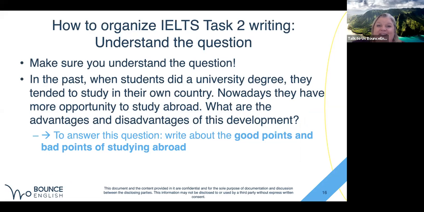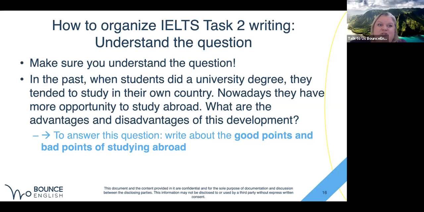Believe it or not, a lot of students skip this step because they just get so nervous. They're like, oh my God, I've got to start writing, you know, and I get it because obviously there's a lot of pressure when you're doing the IELTS exam, but you need to take some time to make sure that you have understood the question.